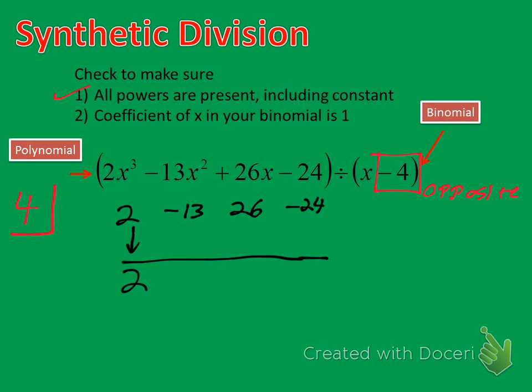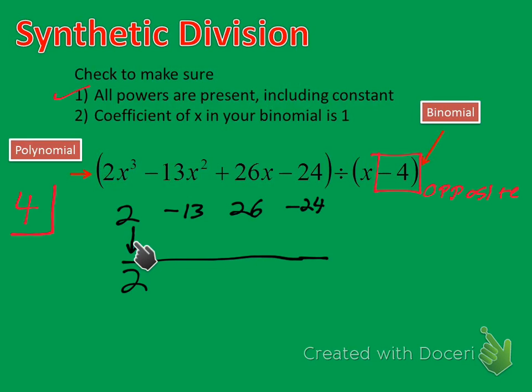Now, we're going to give this line here a name. Well, I don't know. Maybe we won't. Alright, so your first step is to put this arrow in and slide this number down.